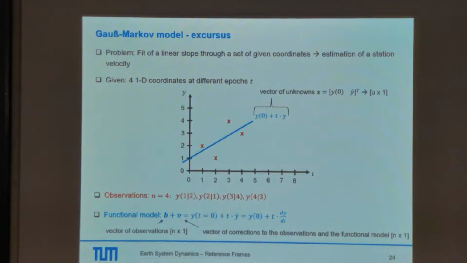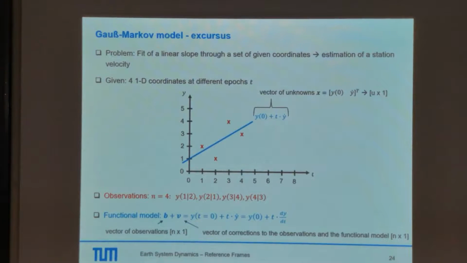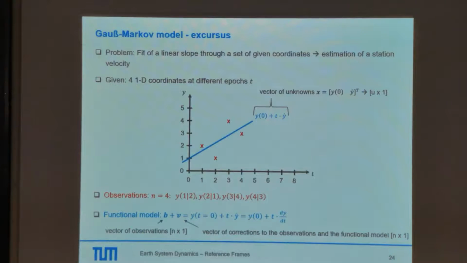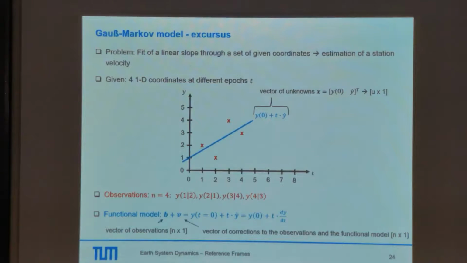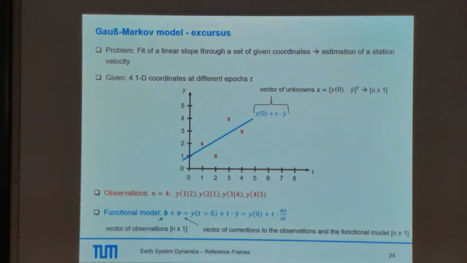It's really an easy example, but it will hopefully help to get familiar with the mathematics. So we have the vector of unknowns, which are our station coordinates and the velocities we want to estimate, for example for the ITRF, yeah? The GNSS coordinate and its velocity, and so on. We have the observations, which are our SLR, VLBI, GNSS or DORIS observations, and we have the vector of corrections, which are the discrepancy between the theoretical model, the functional model, and the observations.